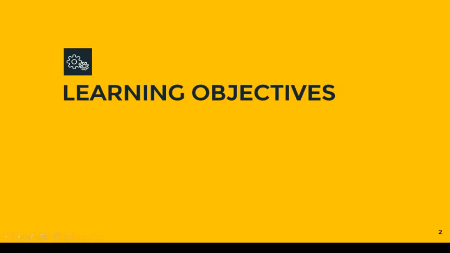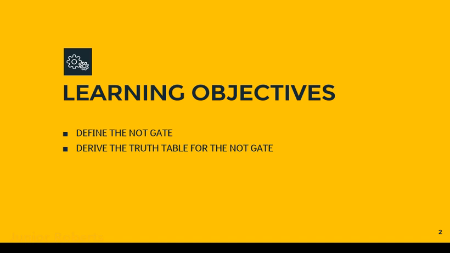Our learning objectives for this section of our series is to be able to define the NOT gate, to derive the truth table for the NOT gate, and also to formulate a Boolean expression for the NOT gate. So let's go right into it.